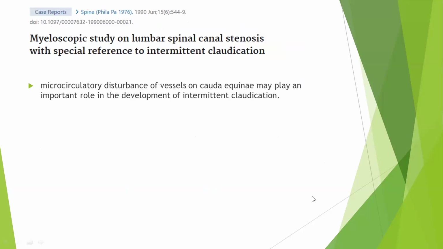There's another paper which is again fairly old, a myeloscopic study on lumbar spinal stenosis with special reference to intermittent claudication. What they found in this myeloscopic study, again quite an old paper from 1990, is that there are microcirculatory disturbances of the vessels in the cauda equina region, which play an important role in intermittent claudication, which is the hallmark in spinal stenosis. So I just thought it was quite interesting to see that, pathophysiology-wise, all the studies were relatively old.